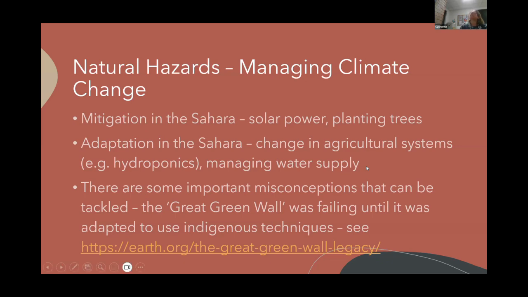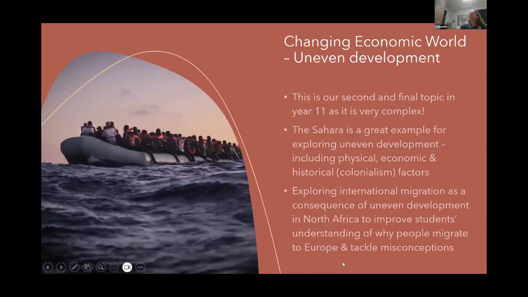And then lastly, moving on to changing economic worlds, we can look at uneven development. This is our second and final topic in year 11 because it's very complex. And we can look at uneven development in the Sahara. So we can think wider, countries that have a significant chunk of them in the Sahara Desert. You know, why are they unevenly developed? We can think about physical, economic, historical conditions, bringing in ideas like colonialism.